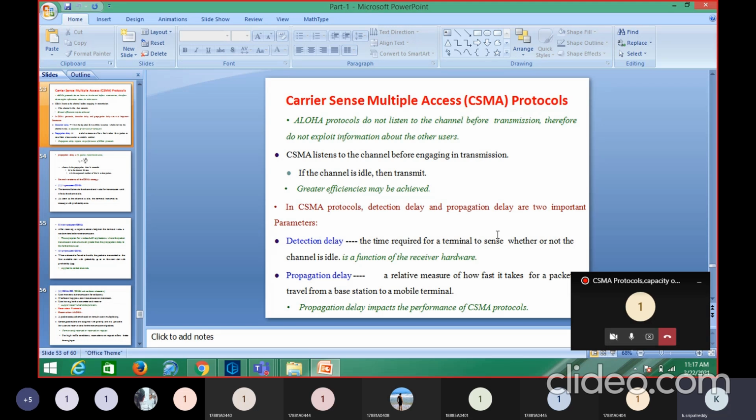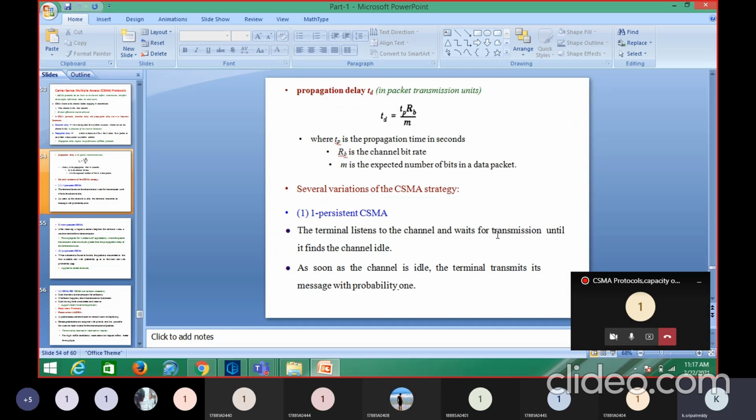The second one is the propagation delay. It is a measure of how fast data is transmitted from one end to another, from base station to mobile terminal. The propagation delay also has an impact on the performance of CSMA protocols. So detection delay and propagation delay are the two parameters you need to consider to analyze the performance of carrier sense multiple access protocols.